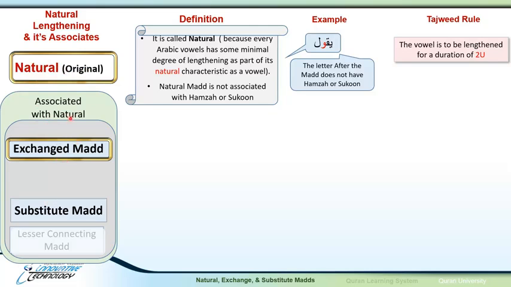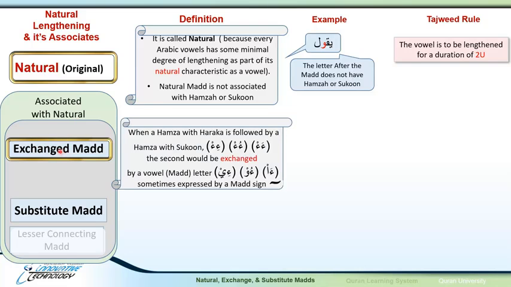And associated with the natural med, there are other types of med that are associated with the natural med because they are similar to it, since they share the same Tajweed rule, which is extending the vowel for 2 units. We have the exchange med, and we call it exchanged because when we have a hamza with a haraka, a, u, or e, followed by a hamza with sukoon, it is difficult to pronounce it, so the Arabs would exchange the second hamza, the hamza with sukoon, with a vowel, with a med letter.